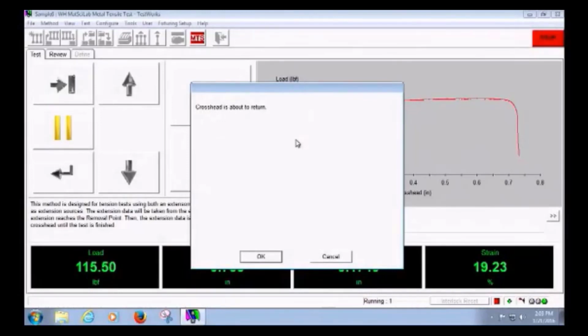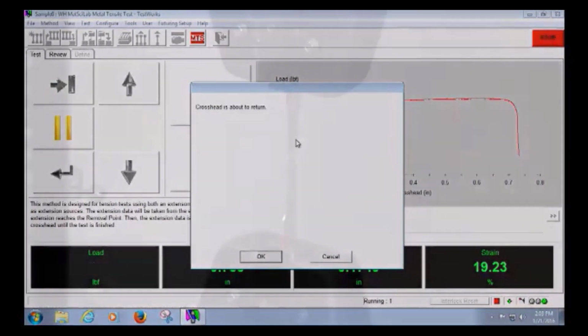The software monitors the load, and when the load drops below 20% of the maximum that it had recorded during the course of the test, it decides that we've had a fracture and the test is over. On the screen, it's telling us the crosshead is about to return. We do not want to click OK at this point. If we return the crosshead now, it'll mangle our fractured specimen. So I first need to unload the specimen.